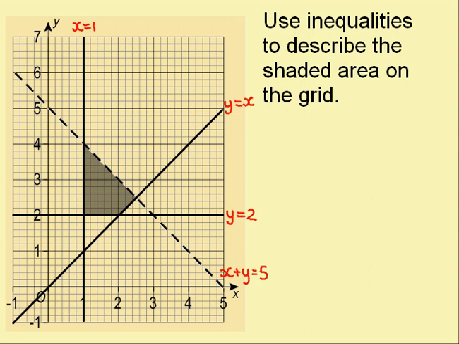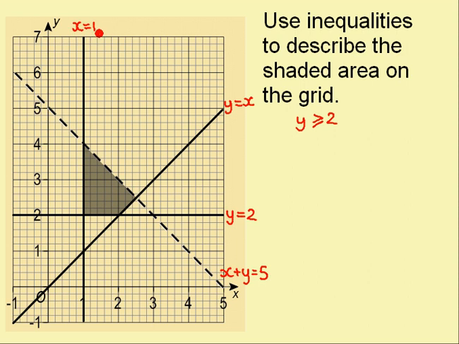Now I've just done most of the work. Identifying the lines is the hardest part of the question. Now I've just got to turn them into the correct inequalities. So if I look at the y equals 2, I can see the shaded region is above that. So it must be y is greater than 2. And because the line is solid, it's actually greater than or equal to.